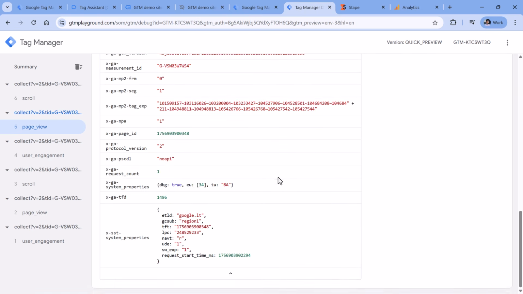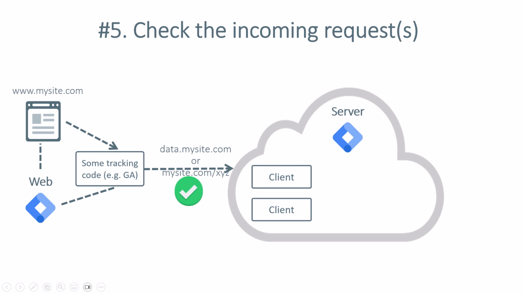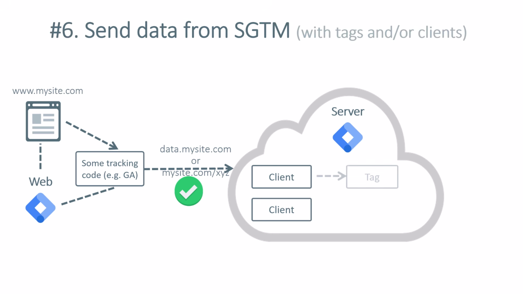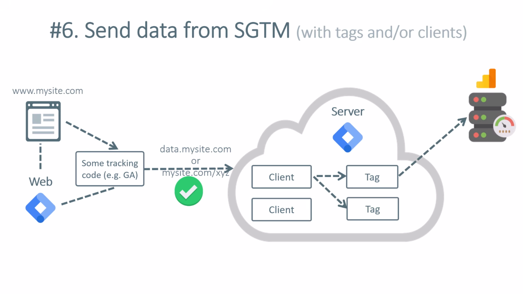After we checked the incoming request and it looked okay, the next step is to send data from our server further to the vendor. For example, in this case, it's Google Analytics. In fact, as I've mentioned before, you can have multiple tags, one tag for one vendor, another tag for another vendor. But in this tutorial, we are focusing only on Google Analytics.